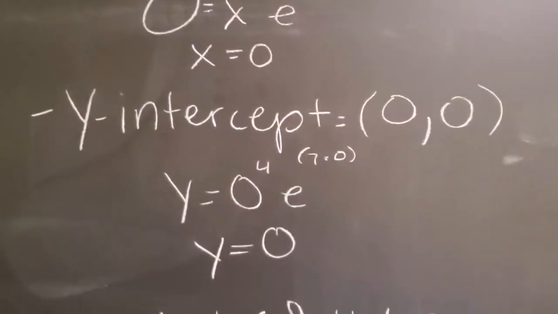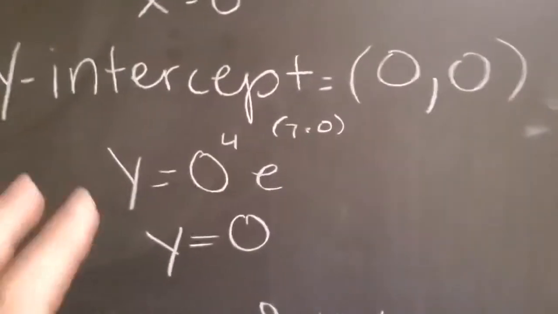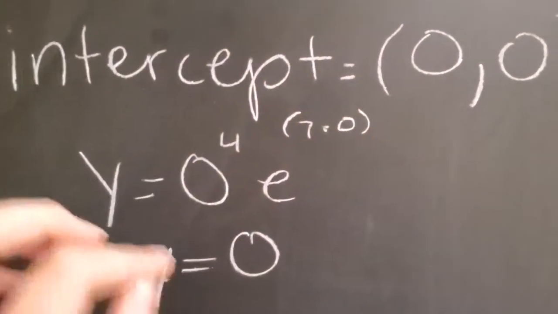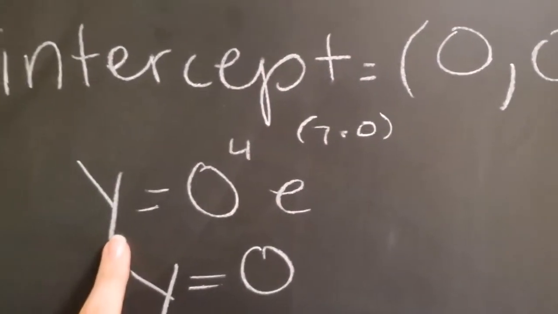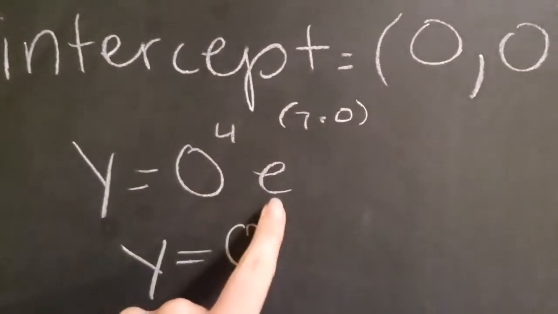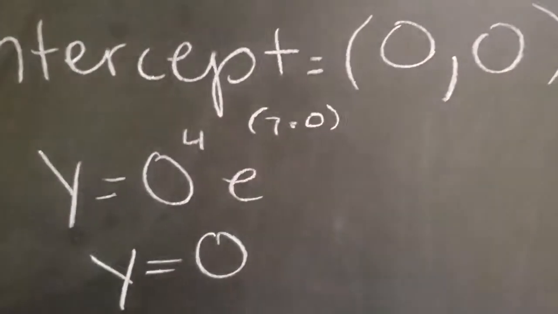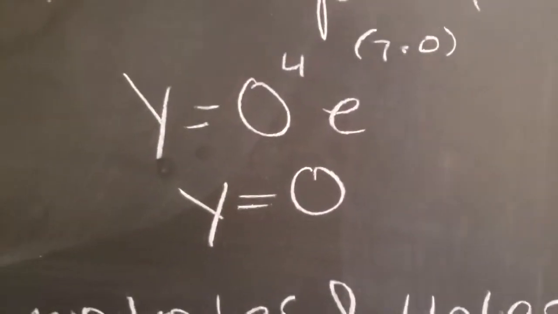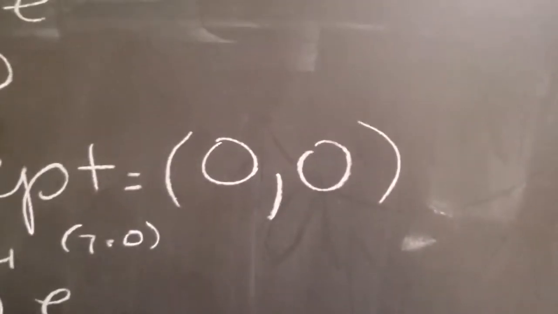And then for y-intercept, you plug in 0 into the function for the x value, so y equals 0 to the 4, e to the 7 times 0, and you end up getting y equals 0. And again, you plug that in, and you get this ordered pair.